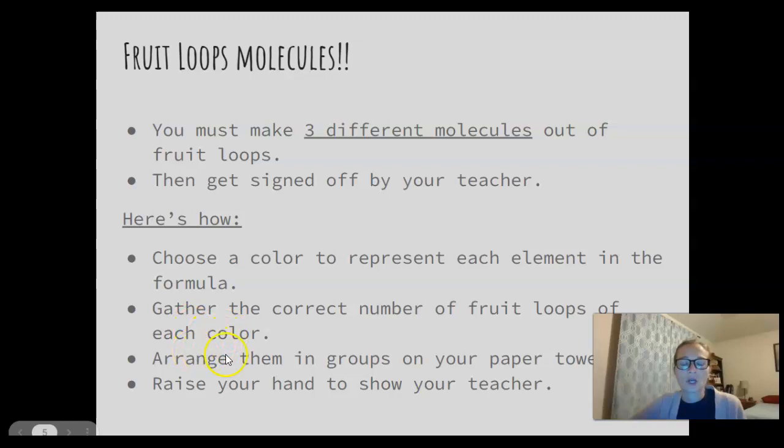Okay. Arrange them in groups on your paper towel or your paper. Raise your hand to show the teacher if the teacher is going to check you off. If not, you just need to draw them on your paper.